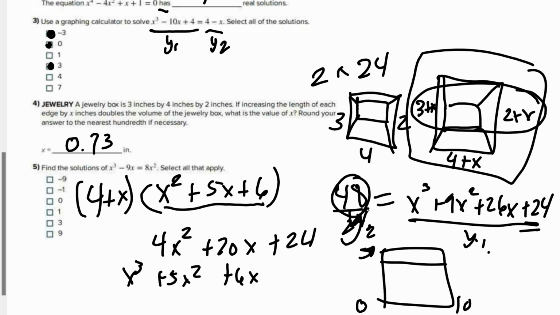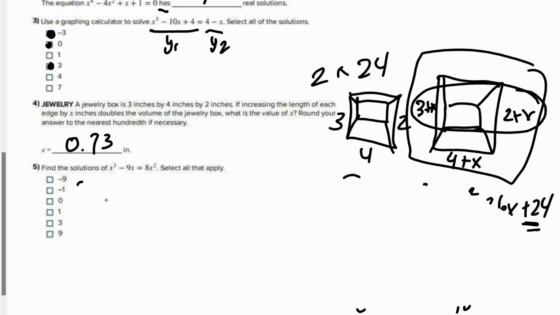All right, this next one, select all answers that apply. So here we can again do y1, y2, or set it equal to 0 and put it in there, see where they intersect each other, or if you set it equal to 0, look for those x-intercepts. And so that answer is -1, 0, and 9. Okay. Next one.